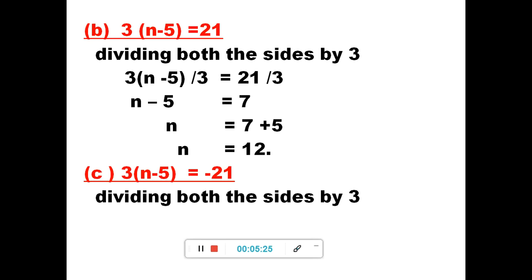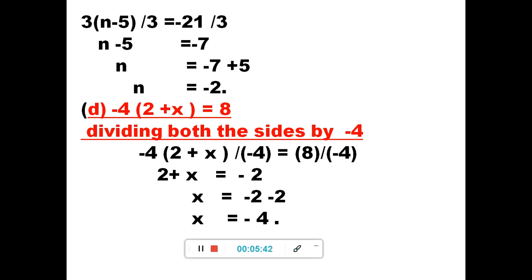C, 3 multiplied by (n minus 5) equal to minus 21. So as you are having 3 in the left hand side, both the sides you have to divide it by 3. So dividing both the sides by 3, 3 multiplied by (n minus 5) divided by 3 equal to minus 21 by 3. 3 and 3 get simplified, so you are left with n minus 5 in the left hand side. On the right hand side, minus 21 by 3 will become minus 7. So n minus 5 equal to minus 7, and minus 5 in the left hand side will go to the right hand side. It will become plus. So minus 7 plus 5 equal to minus 2.